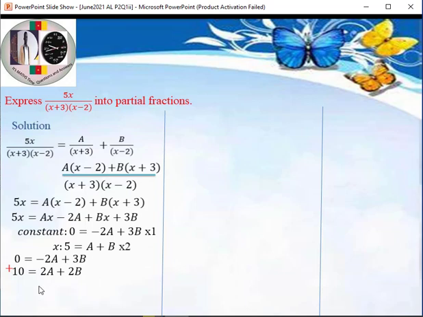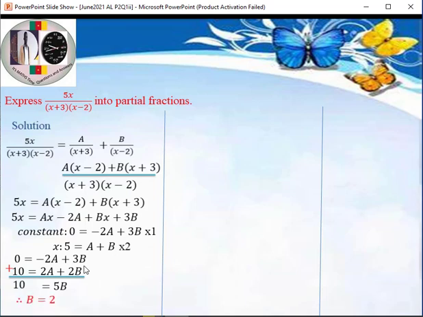So if we add those, we are going to have 0 plus 10, which is 10, equals minus 2a plus 2a, which is 0, and 3 plus 2 is 5, what? B. So it's equal to 5b. If we divide both sides by 5, we are going to have b equals 2.